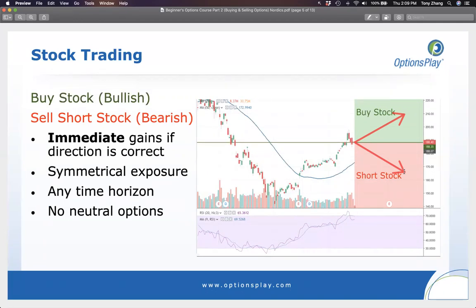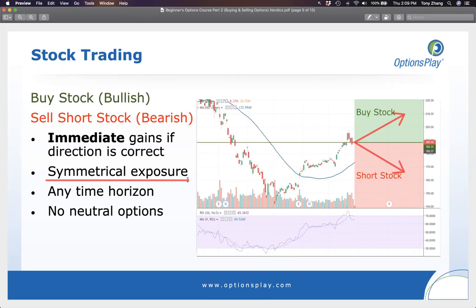So this is what we consider symmetrical exposure, meaning you get dollar for dollar exposure. If it goes up, you make money. If it goes down, you lose money. And you can do this over any time horizon. You can buy a stock and hold on to it for as long as you want. The only limitation you have with trading stocks is that you don't have any neutral options.